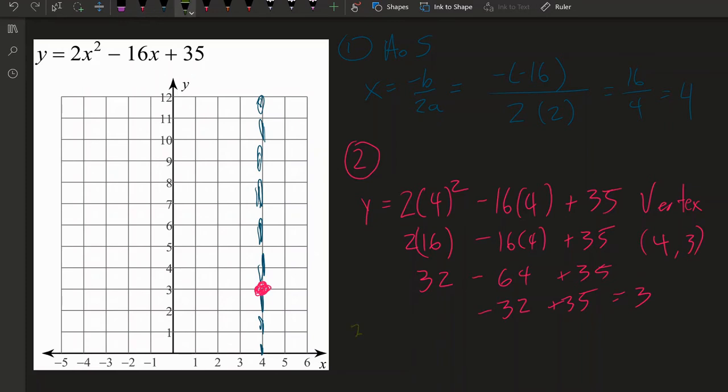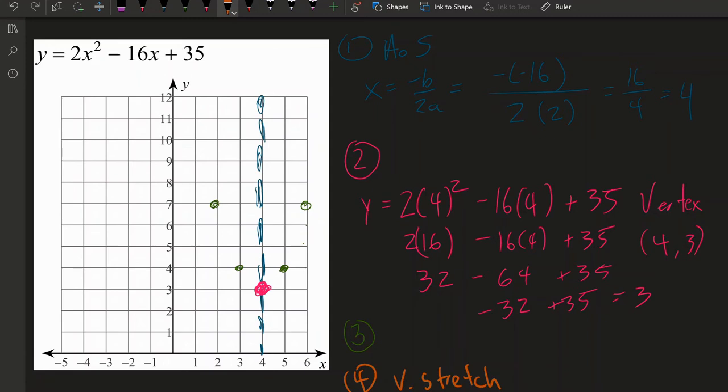Okay, step 3, I'm going to draw the parent graph. So that would be right 1, up 1, right 2, up 1, 2, 3, 4. And then I can mirror it with the axis of symmetry right there. There's my parent graph. Now, step 4, I'm going to apply the vertical stretch. In this case, there is one.